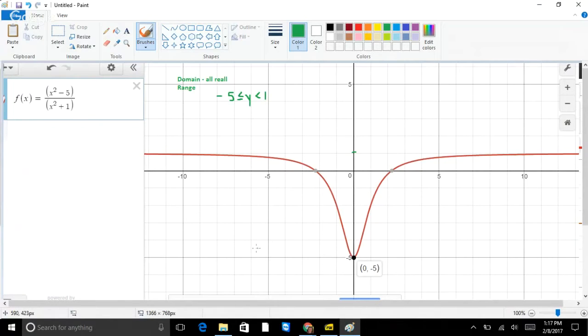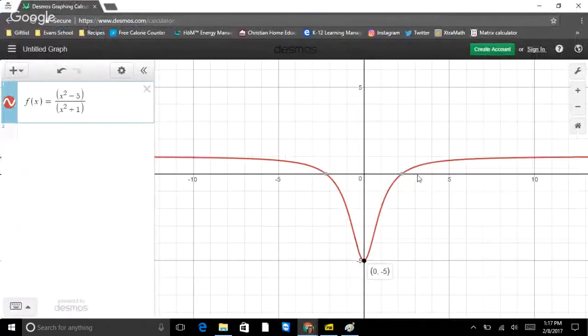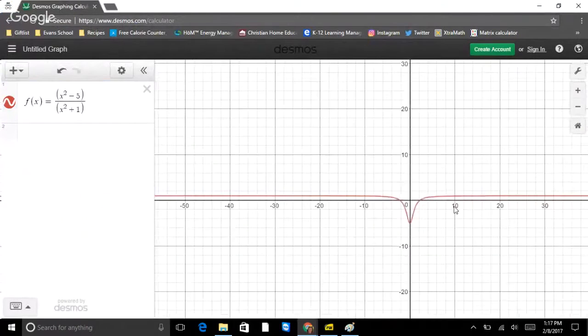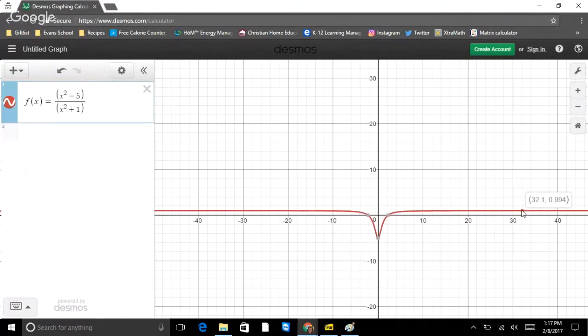So let's double check my Desmos graph to make sure that I'm getting closer and closer to 1, but never quite getting there by zooming out, right? This is one way to check. So you can see out here, even with x equals 38, y can never quite get to 1. Okay, and that's just a function of the way that these two polynomials interact with each other.